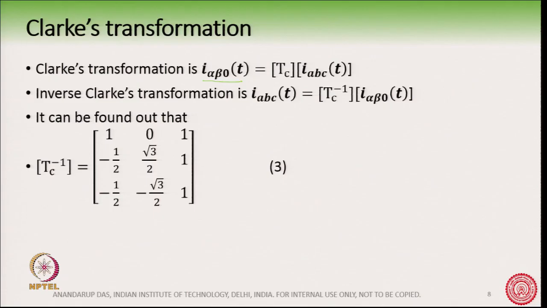So, I can write here I alpha beta 0 (t) is equal to TC times I ABC(t). Of course, you can do the inverse of it. So, you can say I ABC(t) is equal to TC inverse times I alpha beta 0 (t). If you substitute and do the inverse yourself, you will find out that TC inverse is this matrix here. So, with these two matrices, TC and TC inverse, you can transform any space vector from ABC to alpha beta 0 plane or alpha beta 0 to ABC plane. This is the matrix which connects them.